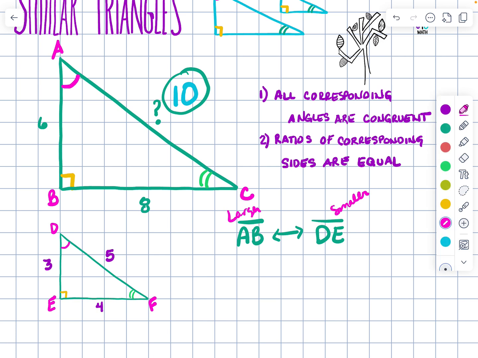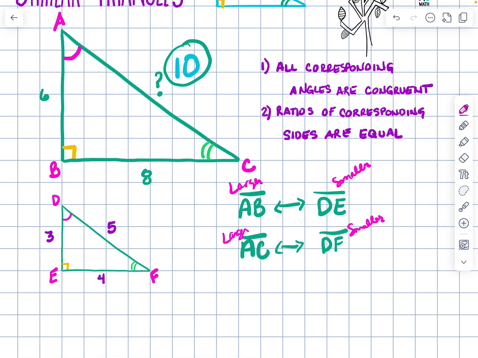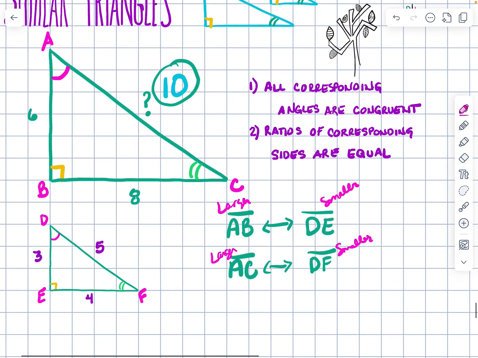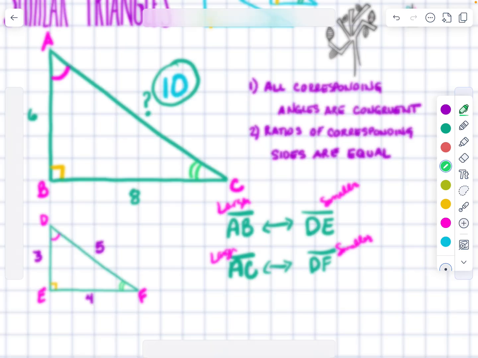Okay, now let's write this one down, this relationship. So I've got AC, the line segment AC corresponds to the line segment DF. Okay? And again, this is from my larger triangle, and this is from my smaller triangle. And this is important to keep everything in order when you're setting up these proportions. So now I can set up the proportion.